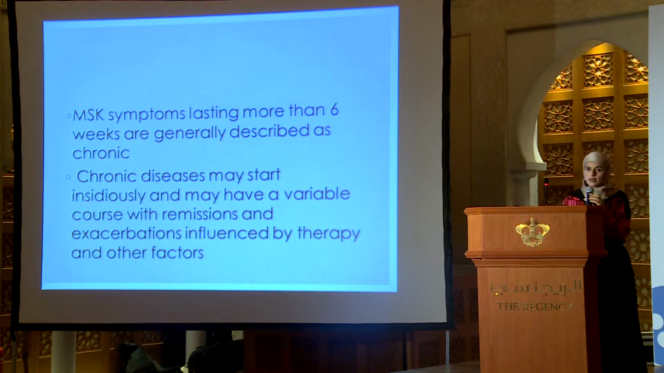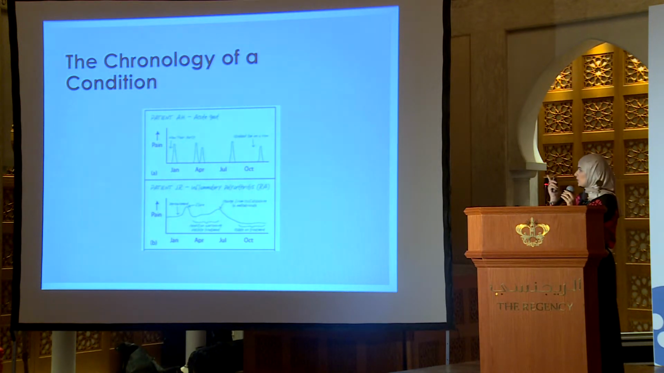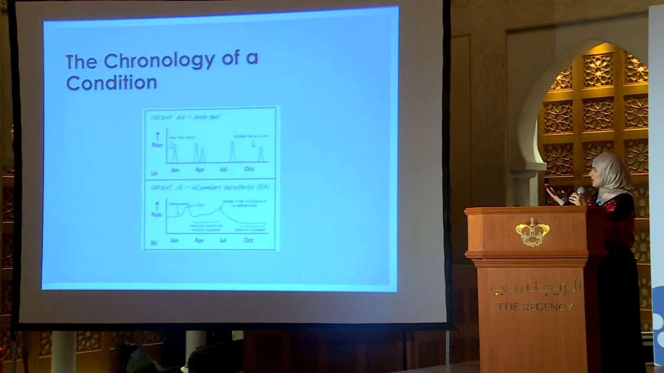If the symptoms, as I said before, last for more than 6 weeks, this is generally described as chronic. In chronic disease, it might start insidiously, and they will have a different course with remissions and relapses. This is just an example of the chronology of a condition. In the upper graph, A, you have a patient with crystal arthropathy, a patient with acute gout.